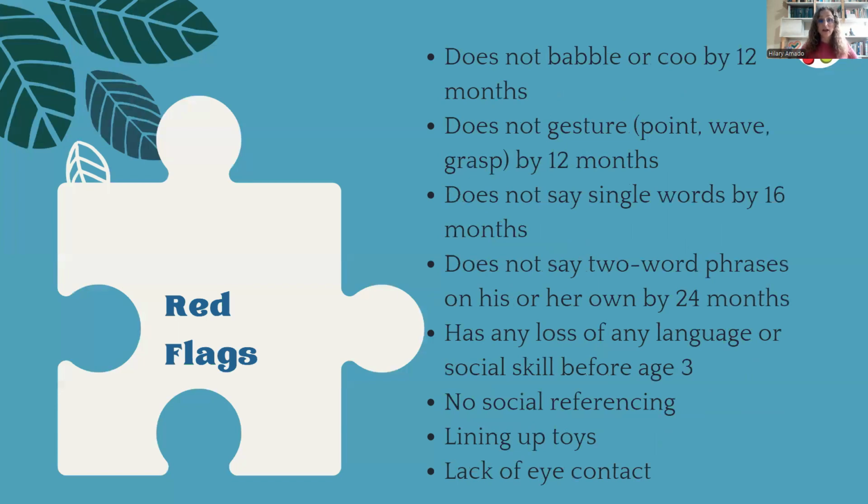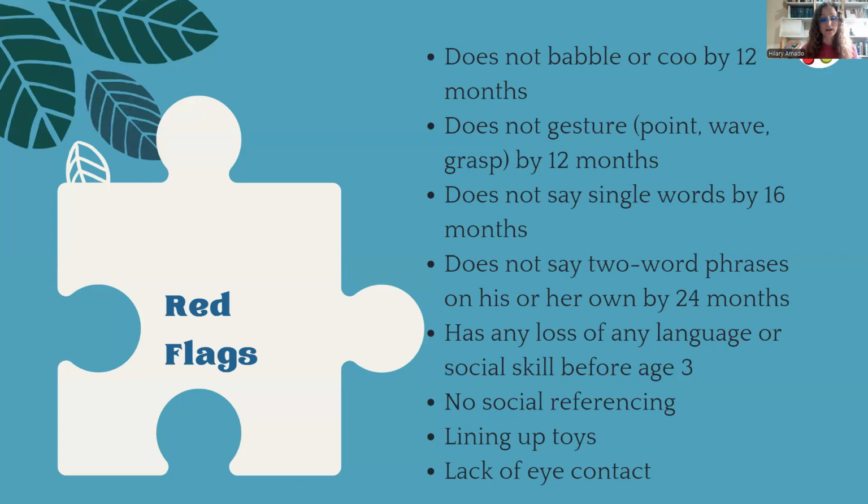What are some red flags that a child may have autism? Some red flags are that they do not babble or coo by 12 months of age. They do not gesture, such as point, wave, or grasp by 12 months. They don't say a single word by 16 months. They don't say any two-word phrases on his or her own by 24 months.